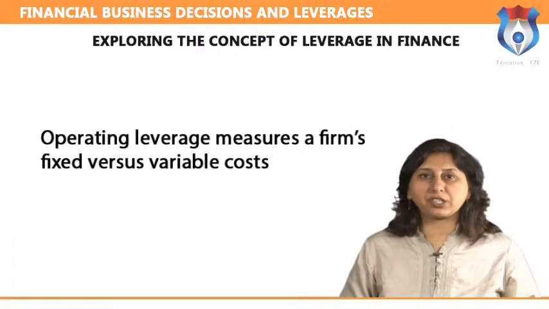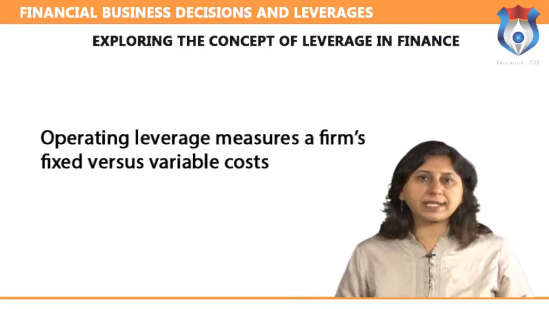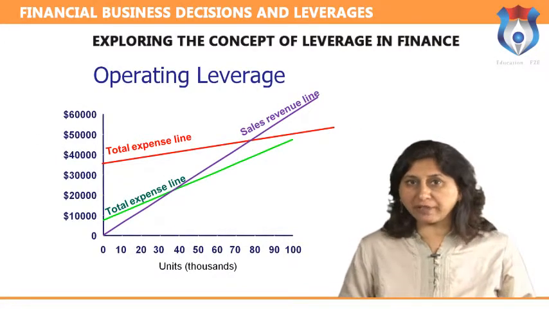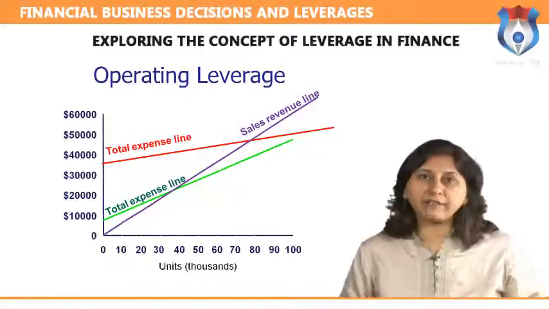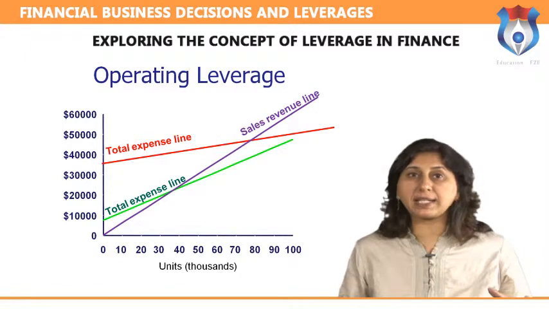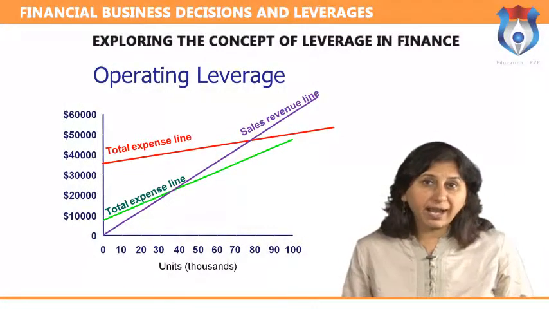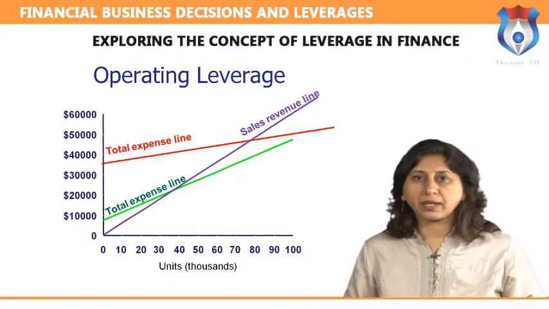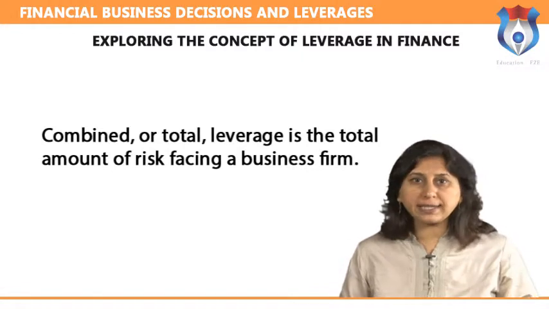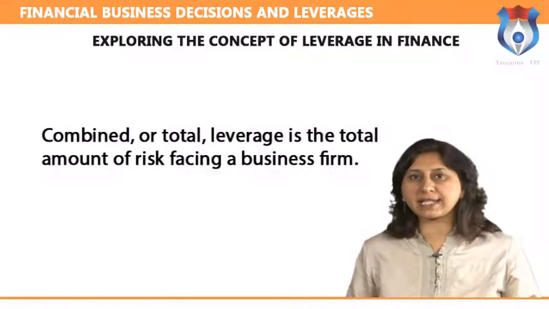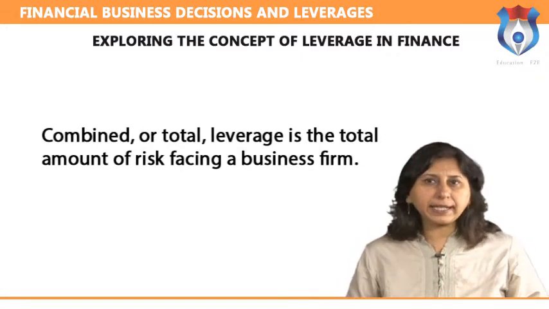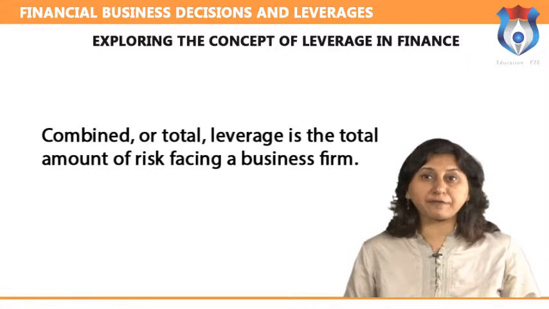Exploring operating leverage. Operating leverage measures a firm's fixed versus variable costs. The greater proportion of fixed costs, the greater the operating leverage. Like financial leverage, operating leverage magnifies results, making gains look better and losses look worse. Exploring combined leverage. Combined or total leverage is the total amount of risk facing a business firm. It is the total amount of leverage that we can use to magnify the returns from our business.